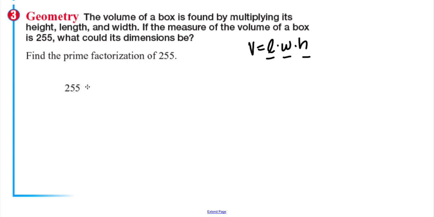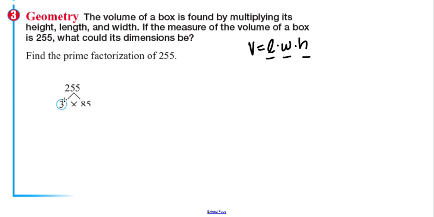Okay, so we want to find the prime factorization of 255. And we know that it ends in 5. Therefore, according to our divisibility rules, it is divisible by 5. But if we add 2 plus 5 plus 5, it's 12. Okay, it's also divisible by 3. So you can either divide this by 5 or divide this by 3. It doesn't really matter. Let's do 3. 255 divided by 3 will give you 85. So the two factors of 255 are 3 and 85.